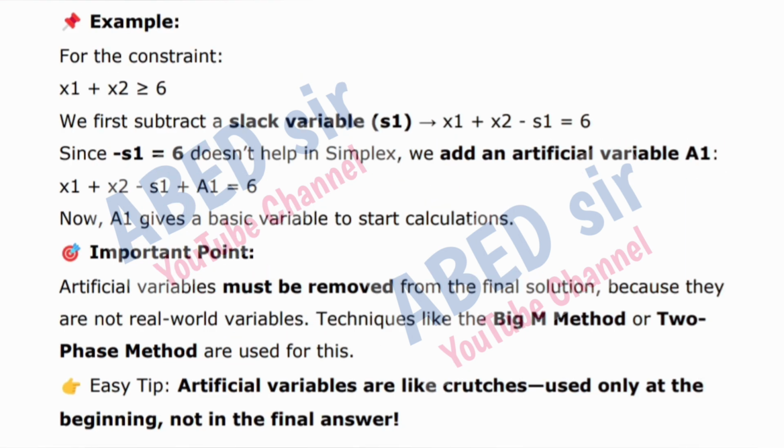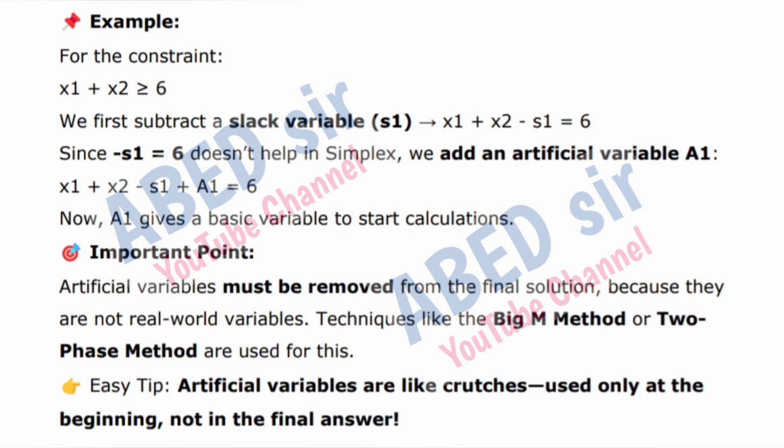Example: for the constraint x1 + x2 ≥ 6, we first subtract a slack variable s1, x1 + x2 - s1 = 6. Since s1 = -6 doesn't help in Simplex, we add an artificial variable a1. x1 + x2 - s1 + a1 = 6. Now, a1 gives a basic variable to start calculations.